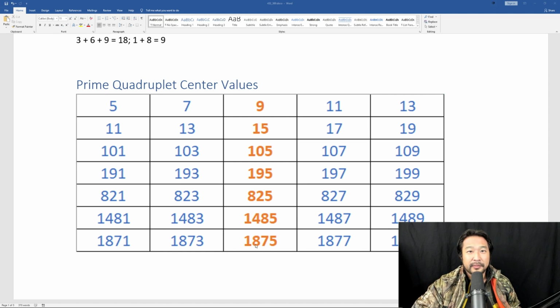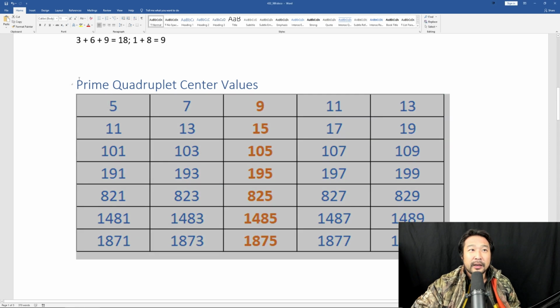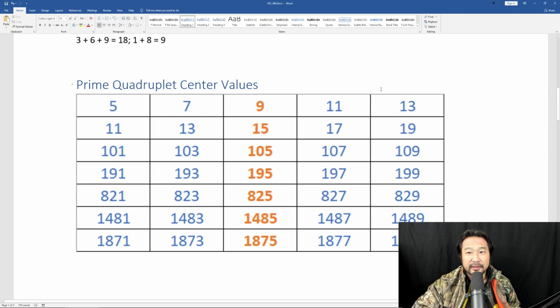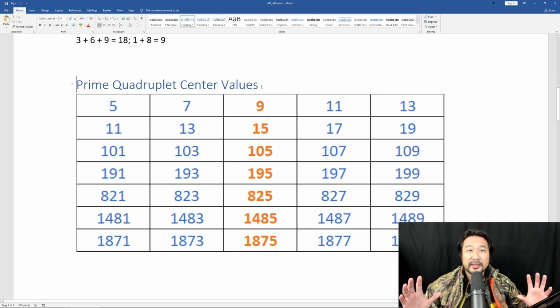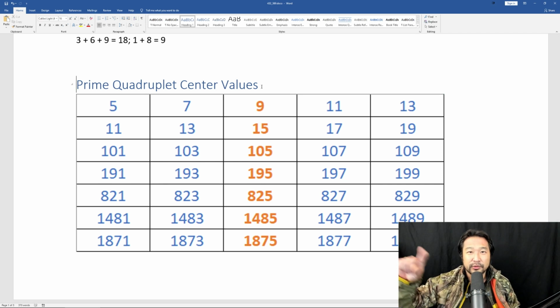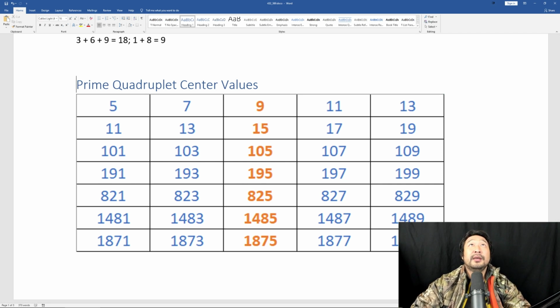But why am I getting this? It's not a prime number. No, it's not. Now what I'm getting is prime quadruplets. There are not a lot of prime quadruplets. Under 2000, this is it. So 5, 7, 11, 13 are prime numbers, and they're the closest prime numbers that are set together.